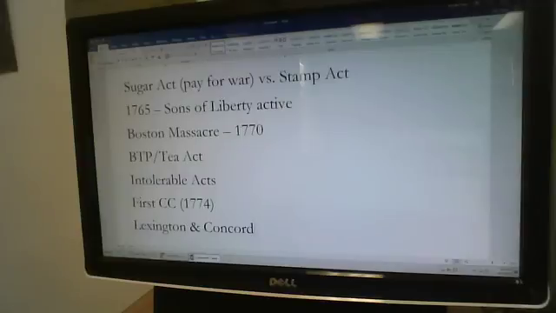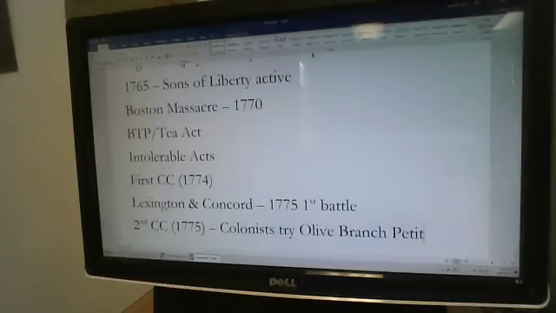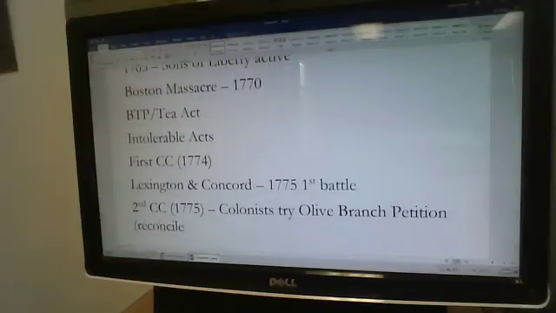Lexington and Concord is also a big game changer. It's the first battle of the American Revolution. So you're talking about 1775, first battle. With Lexington and Concord, the result is a Second Continental Congress. And so with that, the colonists are going to try the Olive Branch Petition one more time to try to make peace. I mean, you're still trying to reconcile with Great Britain, okay?